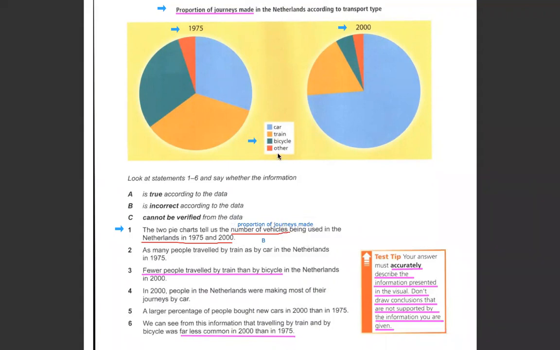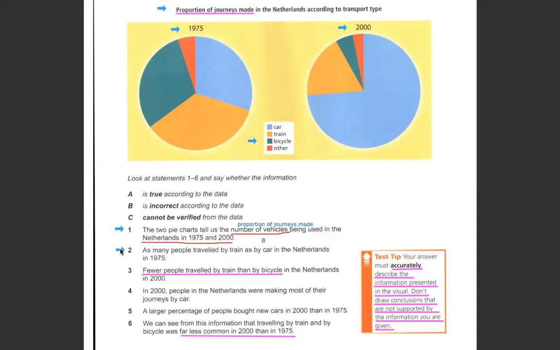So let's say one person between these years, they take most of their journeys in the car, they take less of their journeys in trains, even less on a bicycle, and only a few journeys between these years using other transport. Okay, so you shouldn't be giving numbers here. We're looking at the proportion of journeys made. All right, what about number 2?